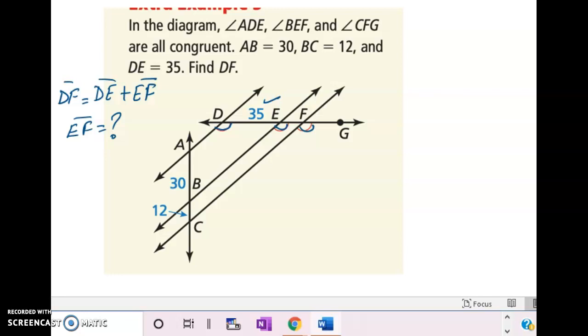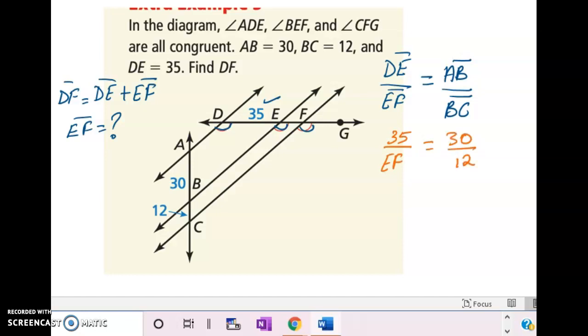I can say DE over EF will be proportional to AB over BC. Once we have the proportionality statement, we can start plugging in the values. Okay, let's plug in the values. DE is 35. EF, I don't know yet, so let's put it as EF. AB is 30 and over 12. If I simplify 30 over 12, I should get 5/2.